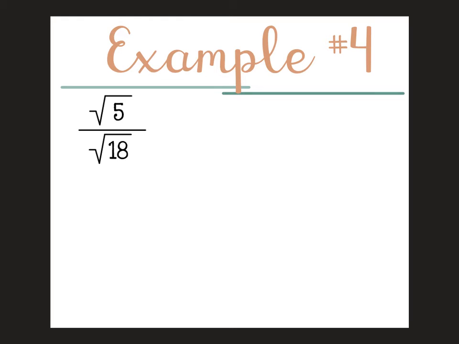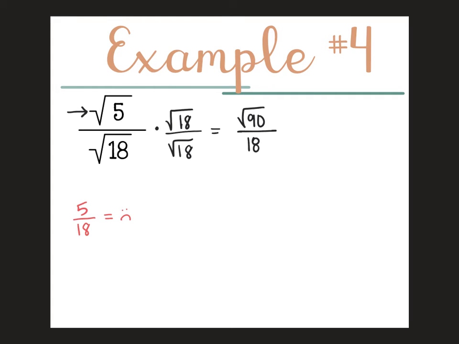In example 4, I would start by checking this fraction, 5 over 18. 5 over 18 can't be simplified any further, so there's nothing I can do with that. So then I realize that I just need to rationalize my denominator. So I'm going to start by multiplying by square root of 18 over square root of 18. I multiply across the numerator. 5 times 18 is square root of 90. Square root of 18 times square root of 18 is 18.